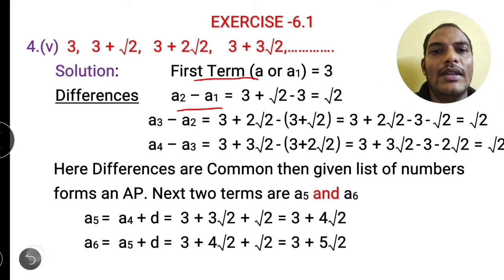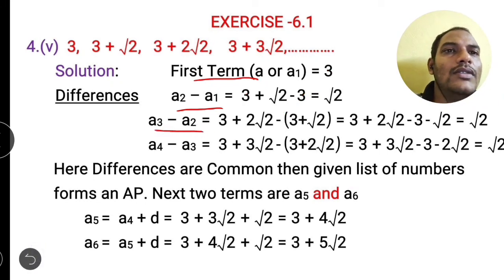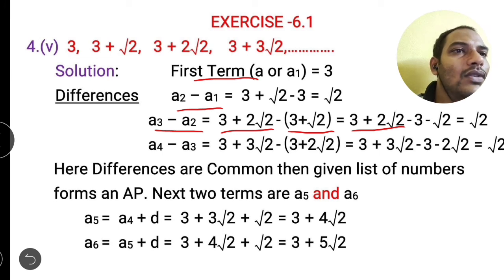Next, the second difference, a3 minus a2: the third term 3 plus 2 root 2 minus a2, 3 plus root 2. Here you take the bracket, which is very important. In the next step, remove the bracket: 3 plus 2 root 2, and when removing the bracket the signs change, so minus 3 minus root 2. Here plus 3 and minus 3 cancel. So 2 root 2 minus root 2 is equal to root 2.